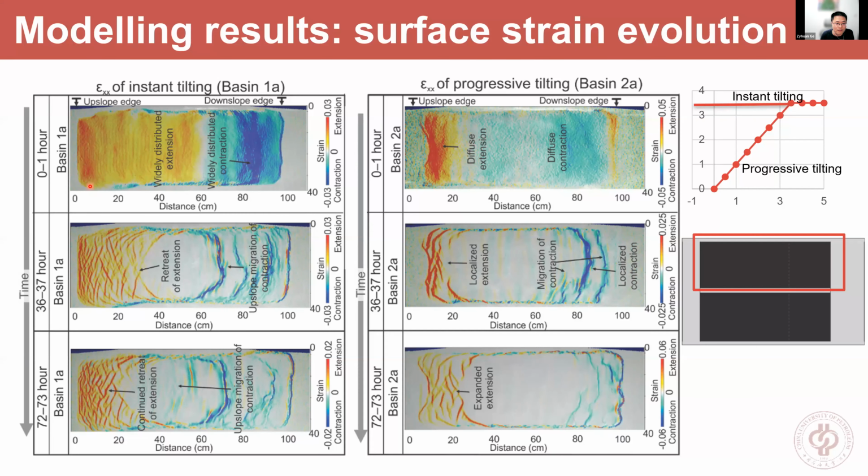When you look at the warm color, yellow or red, it will be extension. When you look at the cold color, blue, there will be contraction. When you look at the figure, this is time. It's the first hour, this is around the second day, the end of the third day or something. So it's time evolution. One very prominent thing is you have overall very red color here in the instant tilting, and it gradually shrinks. Well, in progressive tilting, your red area is at first relatively small, while it expands a bit.